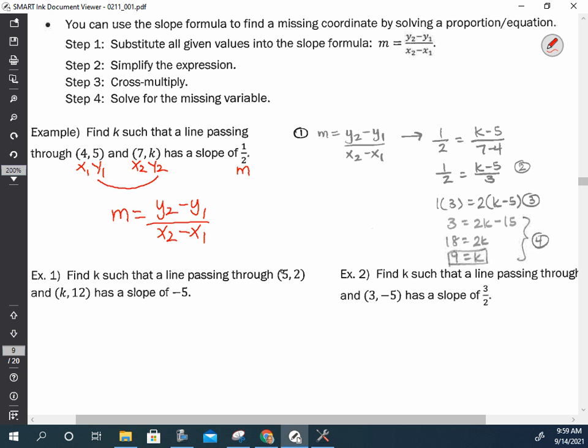So y2 minus y1 would be k minus 5. x2 minus x1 would be 7 minus 4. And then your slope is 1/2. So plug in everything that's given to you first. Second step, simplify the expression. You can simplify 7 minus 4. That gets you 3. That makes the problem a little bit easier for you to solve.